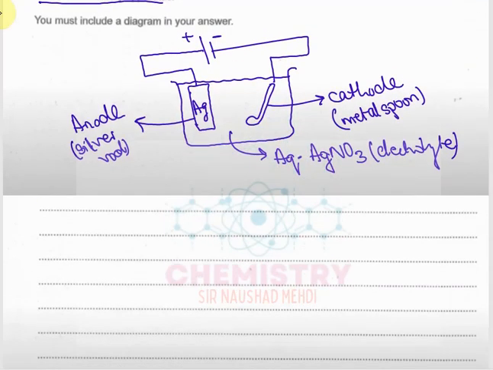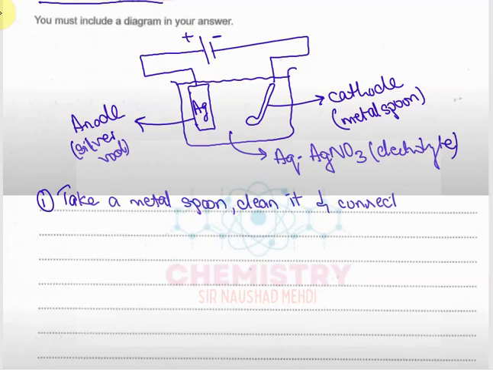So first of all, in the first step, we have taken the metal spoon. Take a metal spoon, clean it, and connect it with the negative terminal of the battery, so that it can act as a cathode.